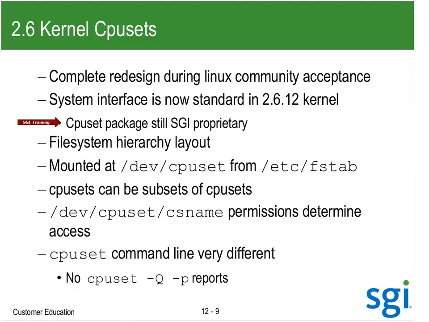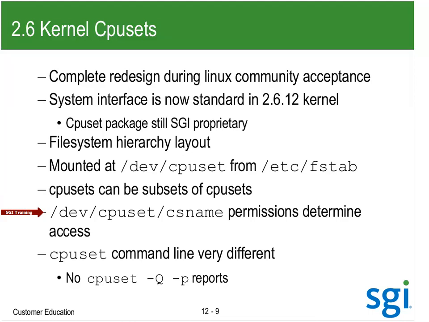Now, CPU sets are in a file system hierarchy concept, so they can overlap and stuff. It's mounted in fstab. When you load the SGI CPU set package, it adds an fstab entry for you. Again, CPU sets can be subsets of CPU sets. So I'm going to create a PBS Pro CPU set and then have jobs within that, sub-CPU sets of everything. And permissions on the dev path determine access.